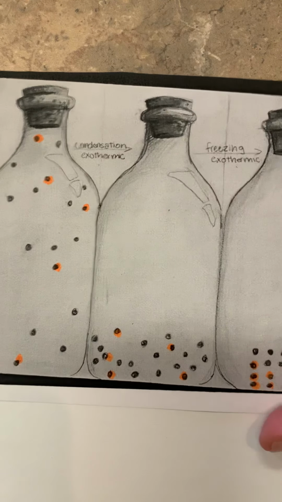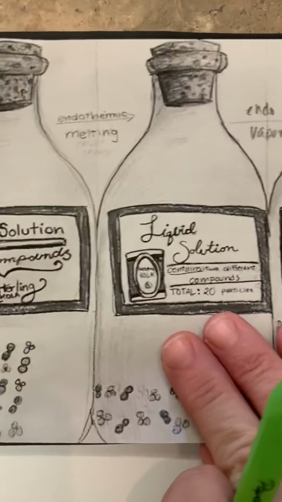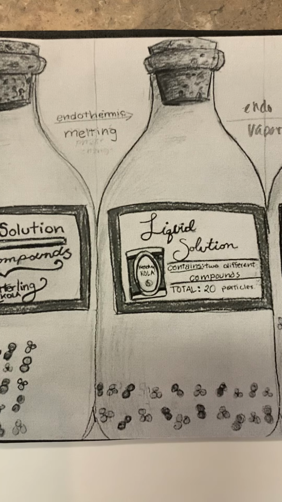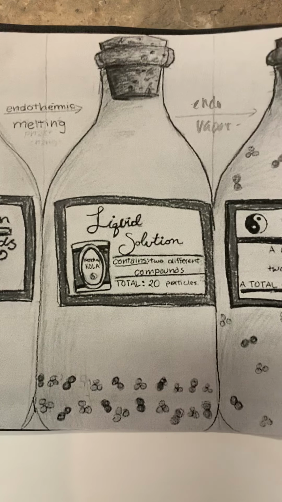You got 12 points for this side, 12 points for that side, and a point if you colored it. So there you go. I hope you like my drawings.